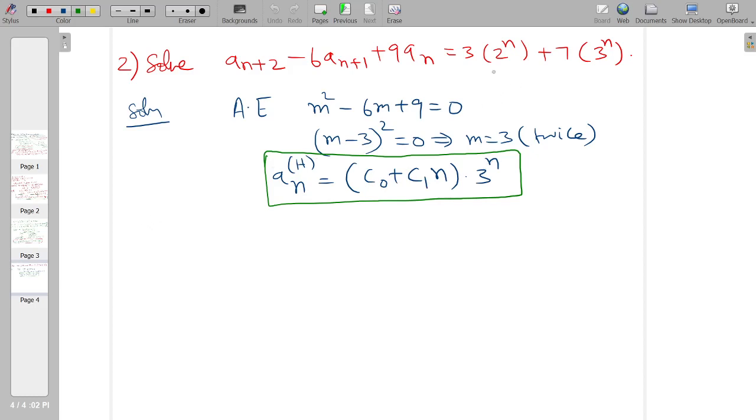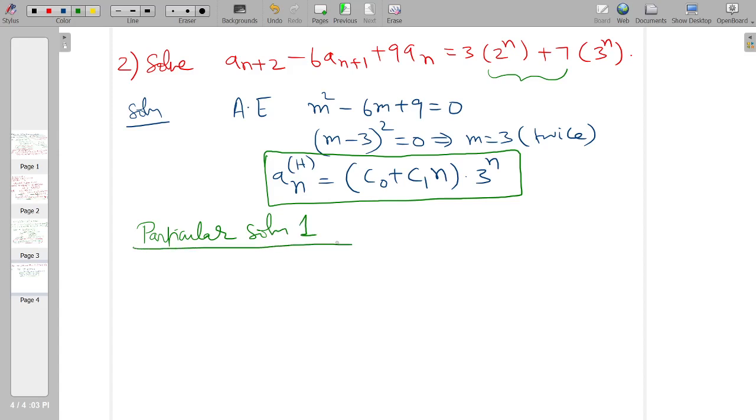Okay, so now the right hand side consists of two parts and both are of the form a power n. Here the root of the auxiliary equation is 3. So you don't have any problem when you have 3 into 2 power n. Okay, so now what I do is I take particular solution 1.